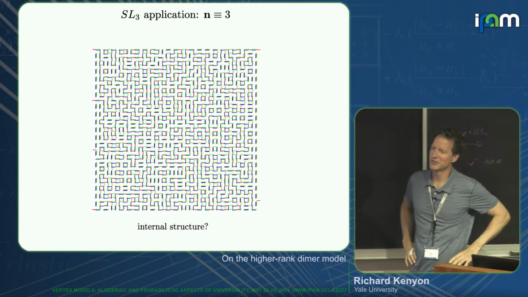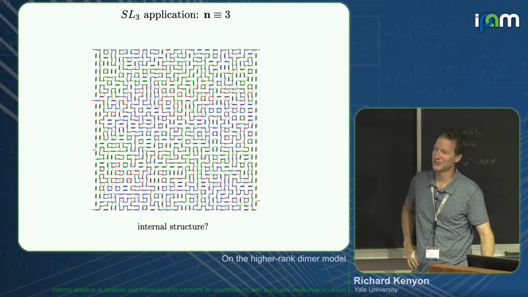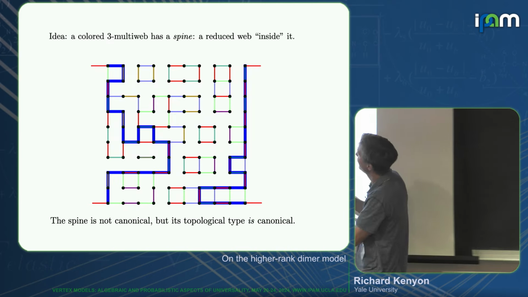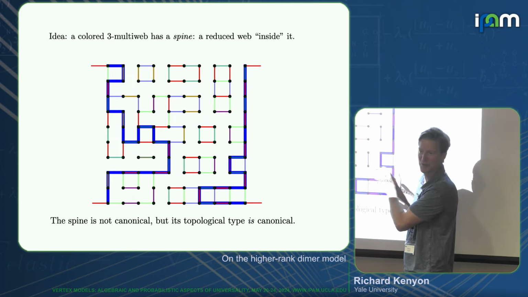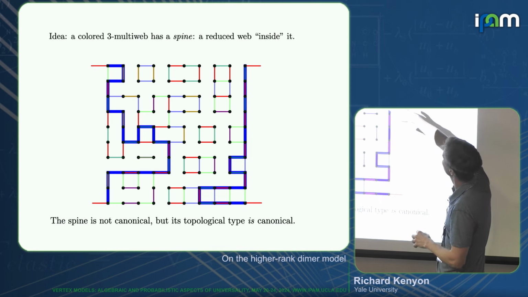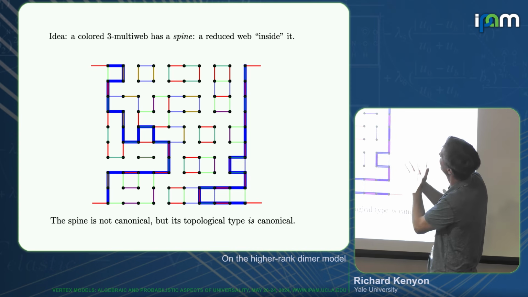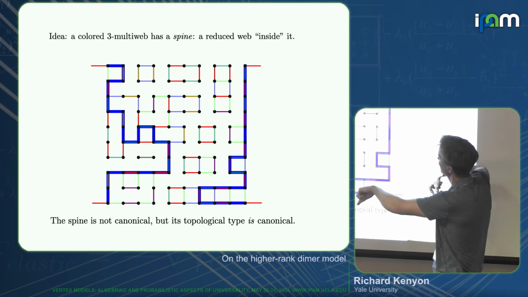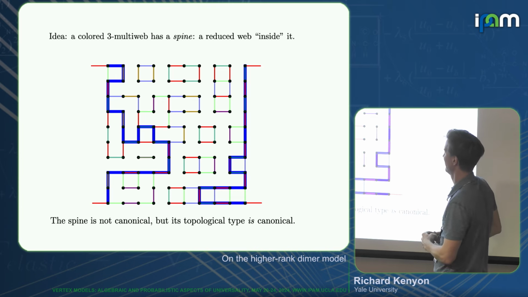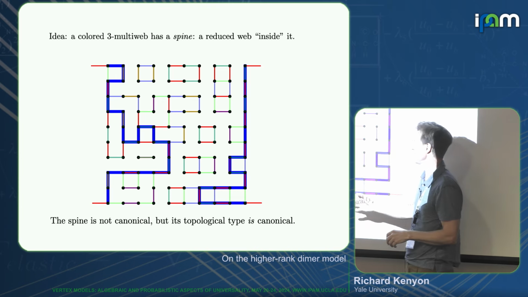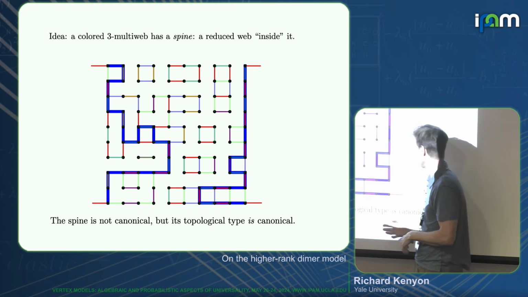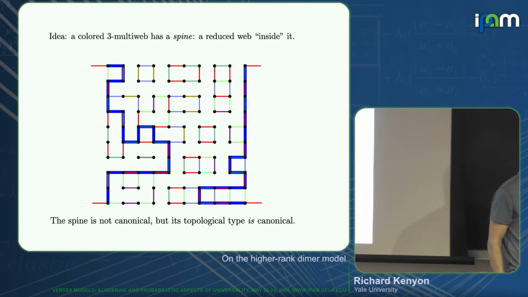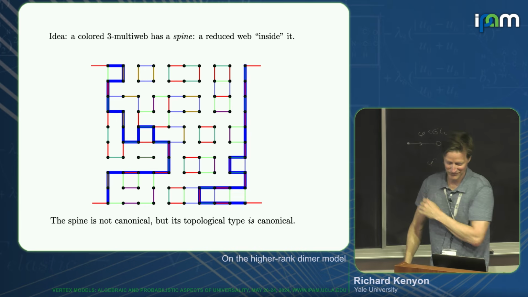Did somebody talk about reduced webs earlier this week? I lost track of who has talked about. Anyway, the idea is that secretly there's a spine in this picture, right? A colored 3-multiweb. If I have an actual coloring of the web, like in the previous picture, there's a spine which connects the boundary points together. And even though the spine itself is not really canonical, its topological type is canonical. How it connects the boundary points together is a measurable function of the coloring.